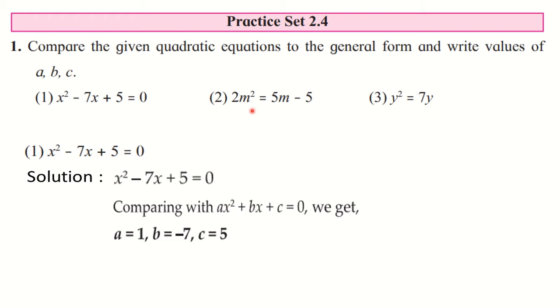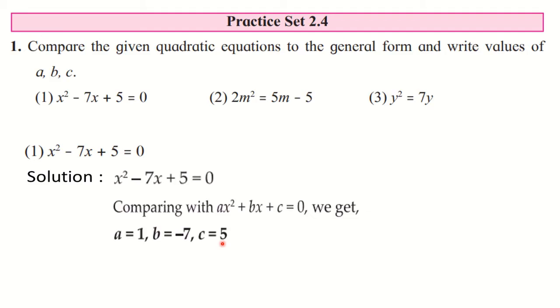For example, now here in the second question, 2m square is equal to 5m minus 5. The equation is not given in standard form. You need to convert it to standard form. Both these terms you will shift to LHS and you will write down the equation as 2m square minus 5m plus 5 is equal to 0, and then you are going to compare with the standard form and then you have to write the values of A, B and C.